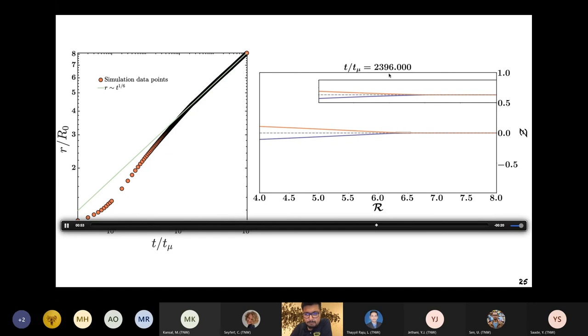Now if you see, for example, t by t mu is about 2500, so that's somewhere around here, and you see it's already steady in terms of shape.